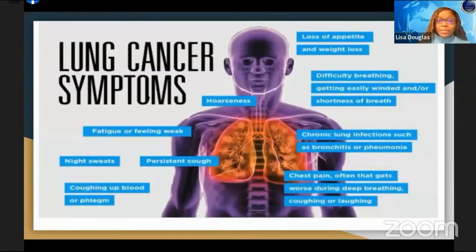Here is a picture to show you some of those symptoms as well. Sometimes with difficulty breathing, you get easily winded and or short of breath. And the chest pain often gets worse during deep breathing, coughing, or even laughing.